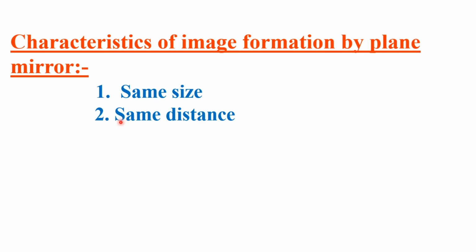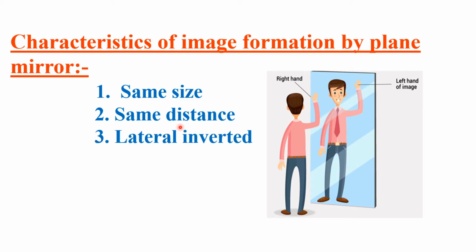Now let us see the characteristics of image formation by plane mirror. So the first characteristic is the image formed is of the same size. It is at the same distance from the mirror. It is laterally inverted. Now what do you mean by lateral inversion or laterally inverted? If you are raising your right hand, the image will raise his left hand. So that is called as what?